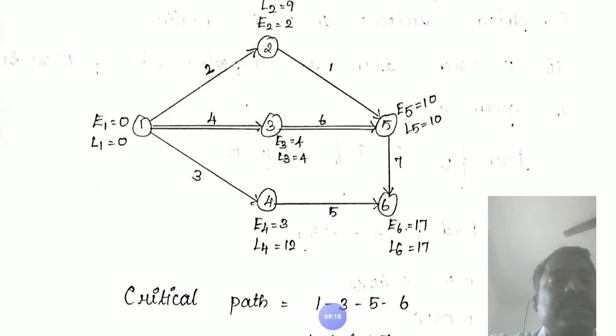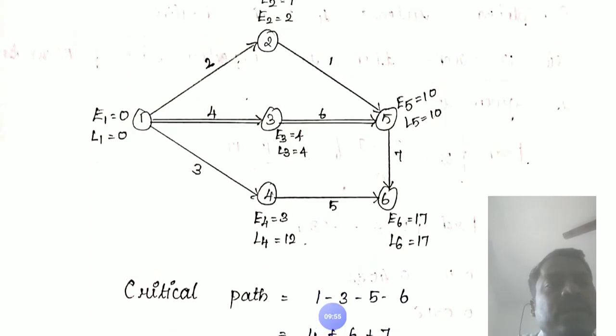Next E6. E6 has two ways, 5 to 6 and 4 to 6. For 5 to 6, E5 is 10 plus the 5 to 6 duration 7, therefore 10 plus 7 is 17. And the other one, 4 to 6: E4 is 3, the duration of 4 to 6 is 5, so 5 plus 3 is 8. Therefore the maximum of 5 to 6, which is 17, and 4 to 6, which is 8, is 17. Therefore the earliest time is finished.